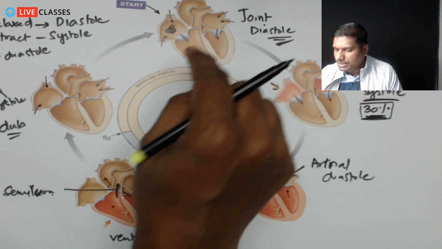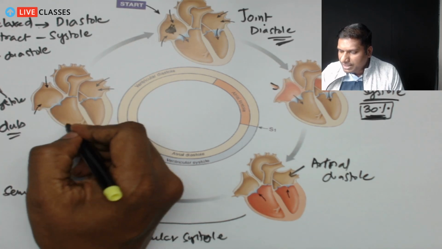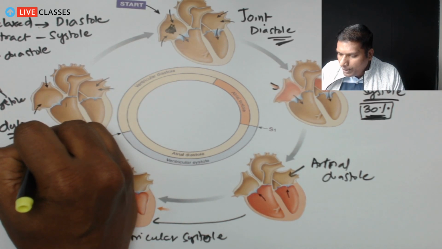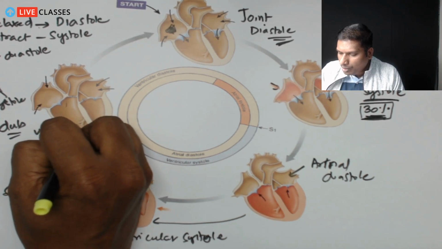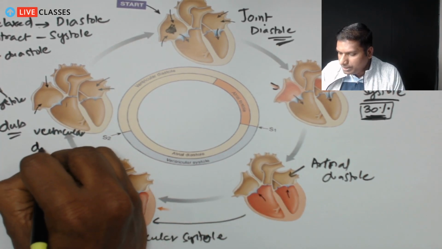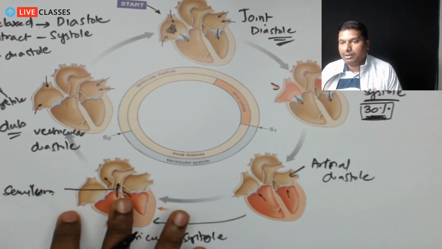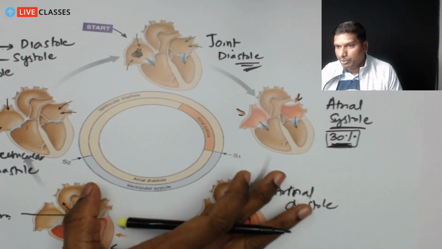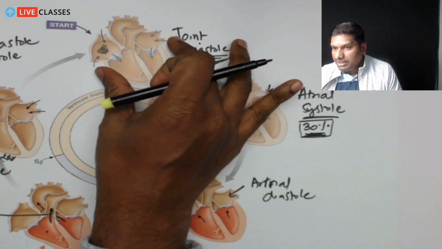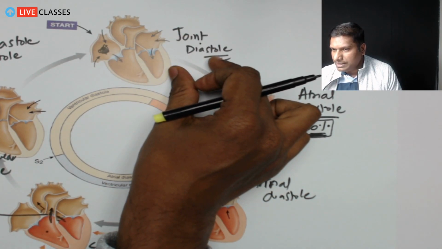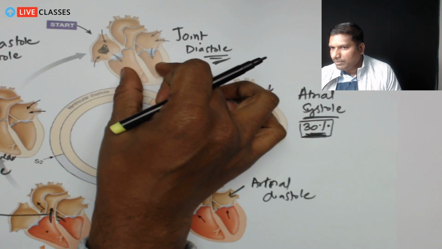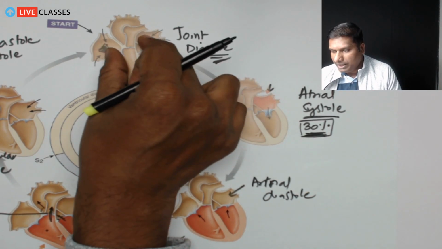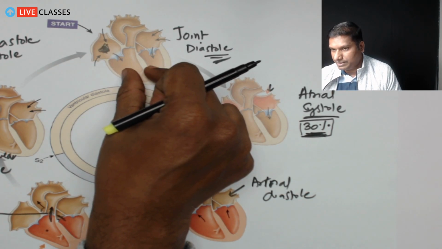Now from the ventricular systole stage, once the blood is actually pushed out, you will see the ventricular diastole here. Let me just tell you quickly again. In the initial stage, which is the joint diastole stage, both the atria, or auricles, and the ventricles are in the relaxed state.